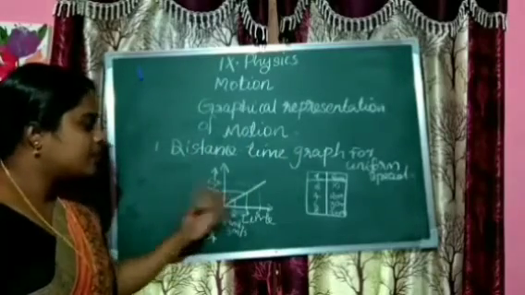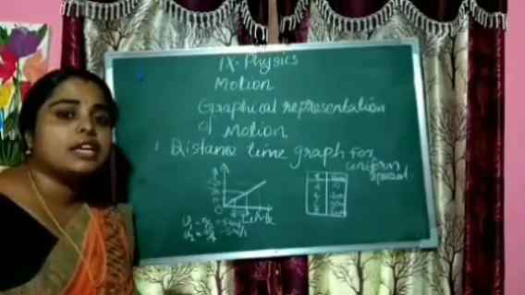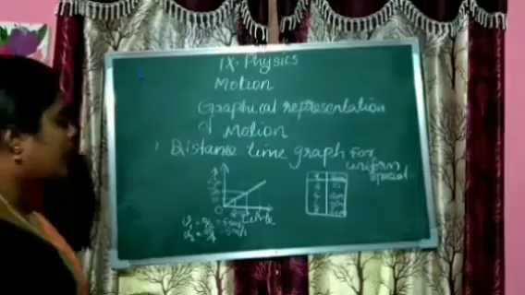So from this graph we can calculate the speed of an object. So how can we calculate the speed?